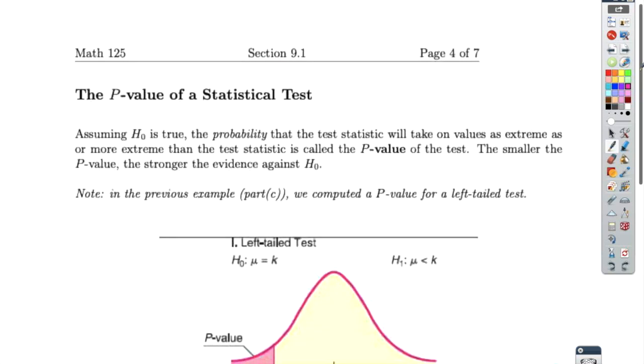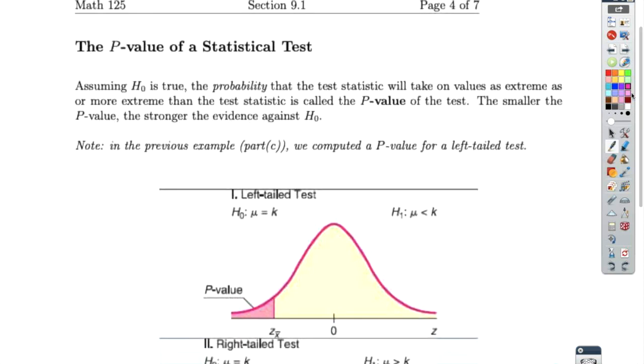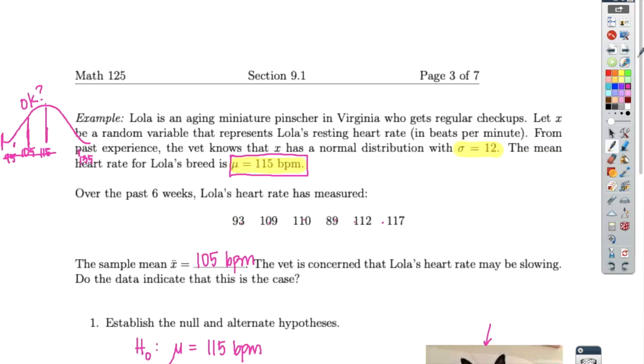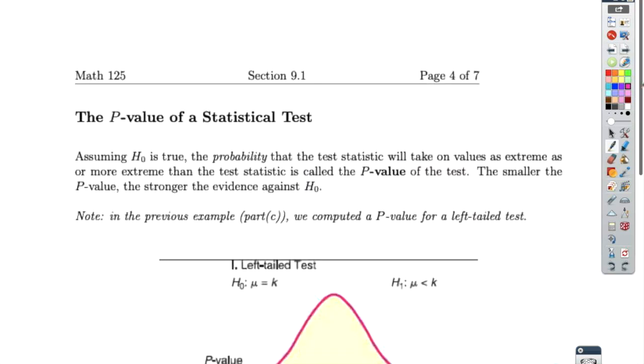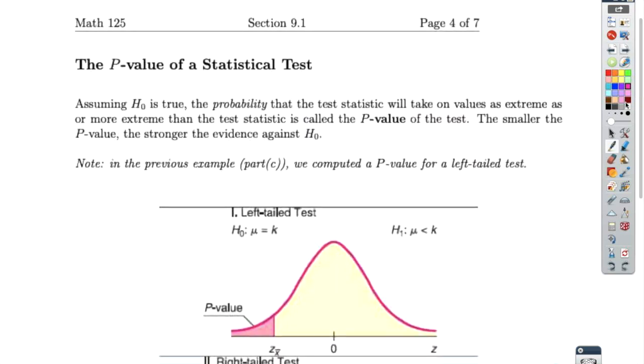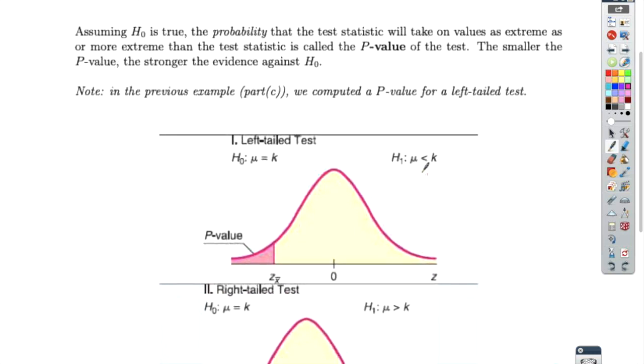Now, on the next page we'll get to how low is too low. On this page, let's talk about the p-value. So we found what's called a p-value in this example. We didn't call it a p-value, but p stands for probability, and this is our p-value here. The p-value is the probability or the area that is associated with our z-score, and we'll just get that from the table.